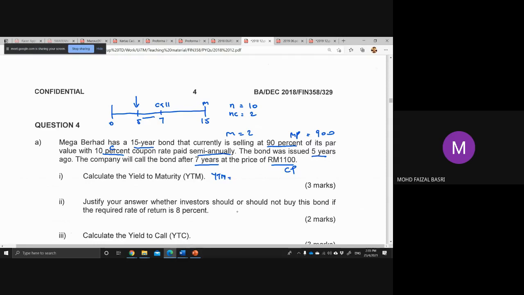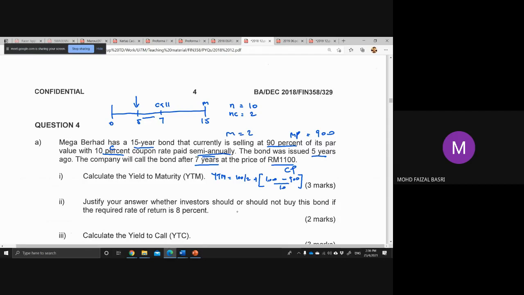Okay, so the coupon is 10%, so 10% by 1,000 is 100 ringgit. But since this is semi-annually, 100 ringgit divided by 2 is 50 ringgit. So you can put 100 divided by 2 here, or you can put 50 straight away. And then we divide with the par value of 1,000. And the market price is 900 ringgit. And the N, based on our timeline just now, is 10 years. So put 10 years there.